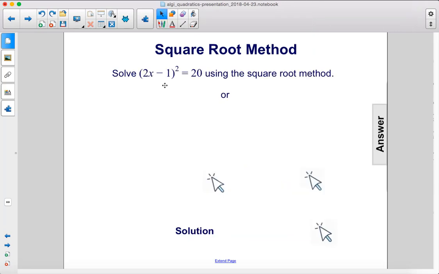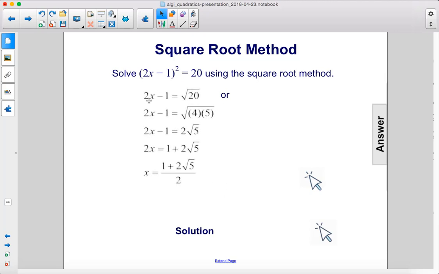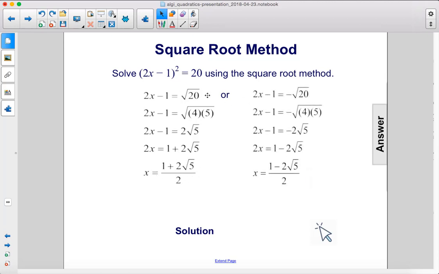Solve (2x minus 1) squared equals 20 using the square root method. All right, so first we can say 2x minus 1 equals positive square root of 20, and then we can solve for x. So we can break this up, then bring a 2 out front, and then move this 1 to the other side, and then divide the whole thing by 2. Or we could set it up at the beginning as 2x minus 1 equals negative square root of 20. Then we can go through the same process to solve for x.